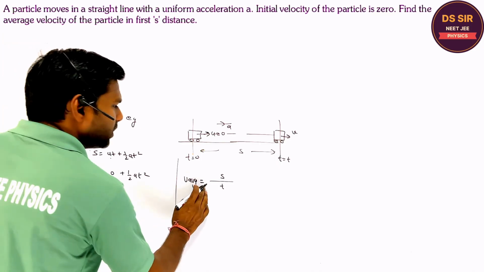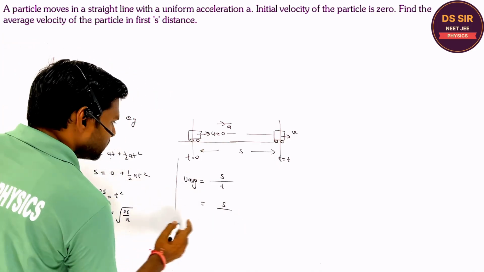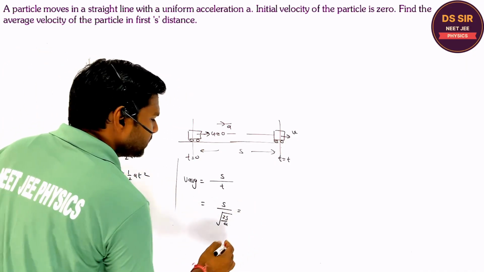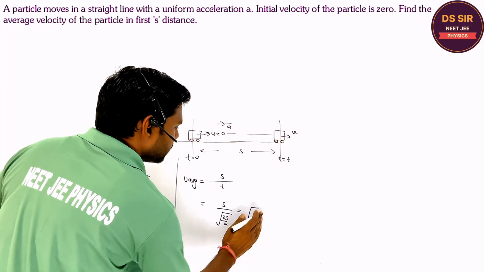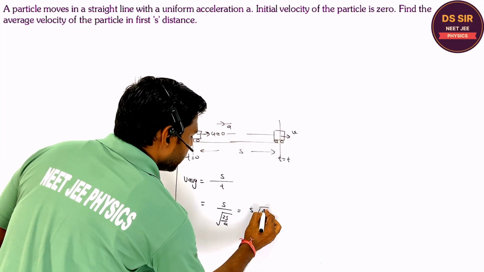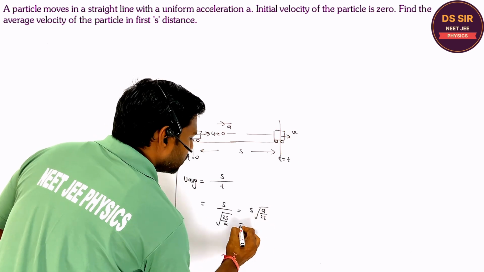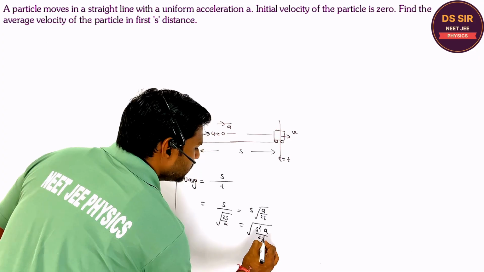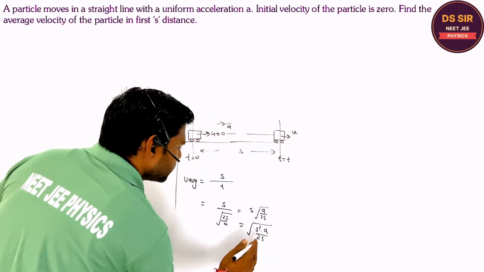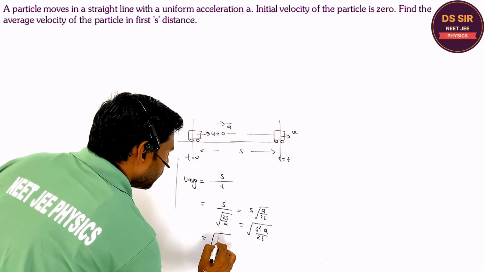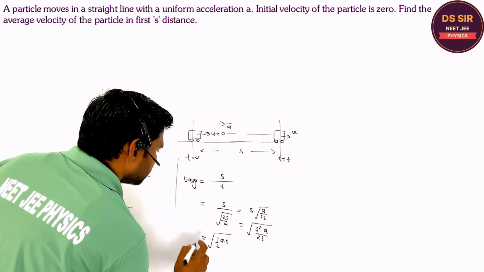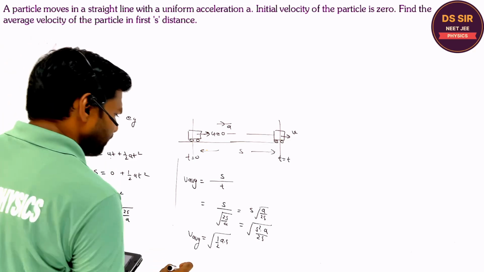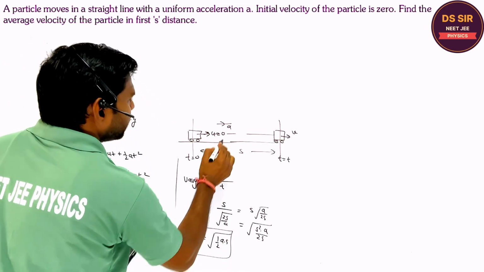Are you getting it? So what is the average velocity? Total distance divided by total time. Fine. When you simplify this, this is s root a upon 2s. So it may be written, when s goes inside, as s square into a upon 2s. Fine. This is the 2s. S will cancel out. So square root of half a into s. This is the average velocity in terms of acceleration and s.